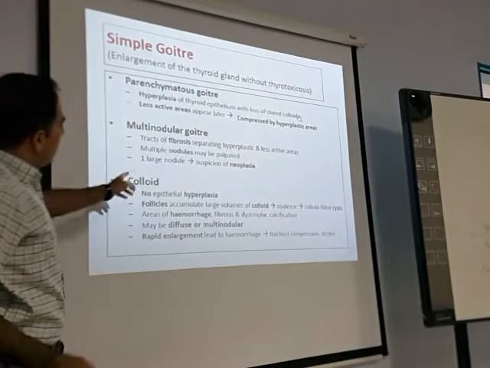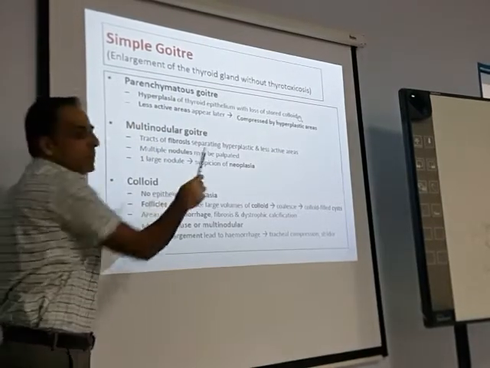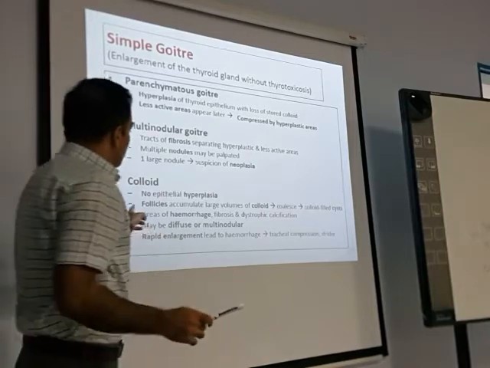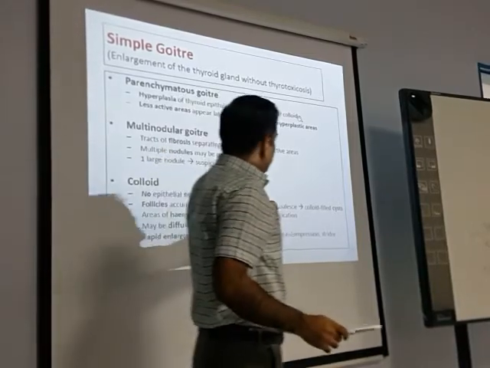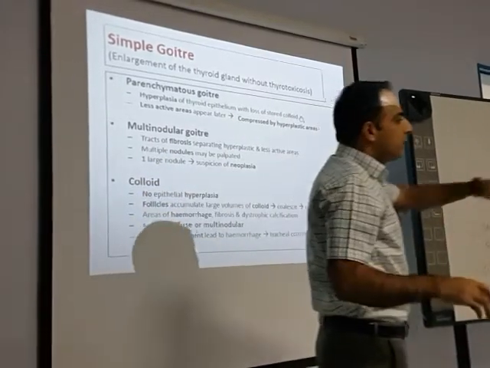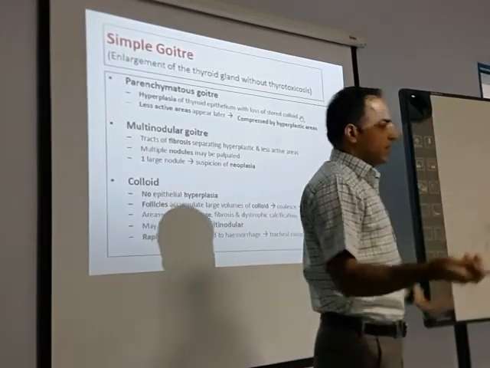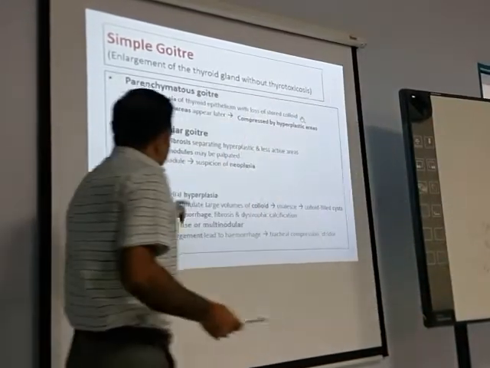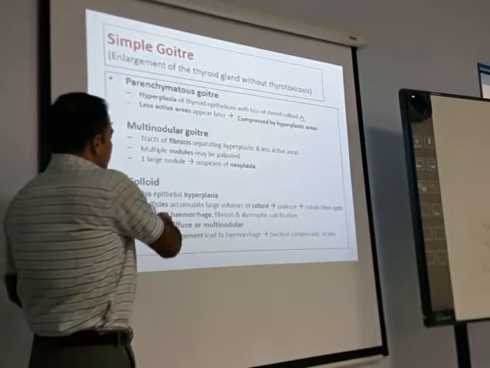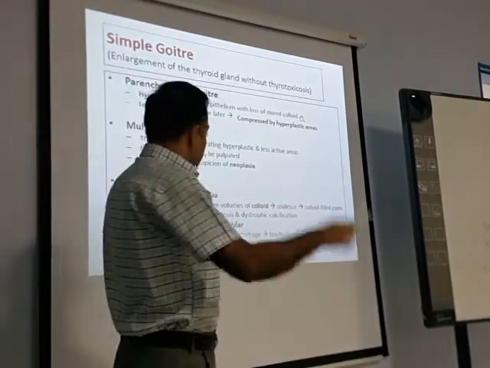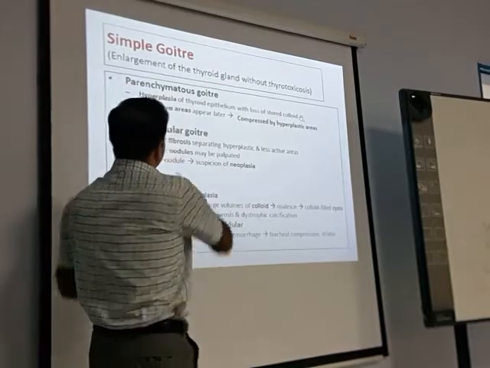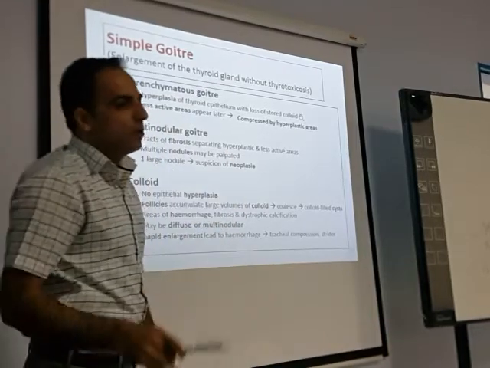On the first line, then the colloid goiter. Here no epithelial hyperplasia will be seen. You will find follicles which have large amounts of colloid, because now the thyroid hormone levels are normal, so you don't need the hyperplasia. Then there will be more areas of hemorrhage, fibrosis, dystrophic calcification, and ultimately it will lead to the formation of multinodular goiter.